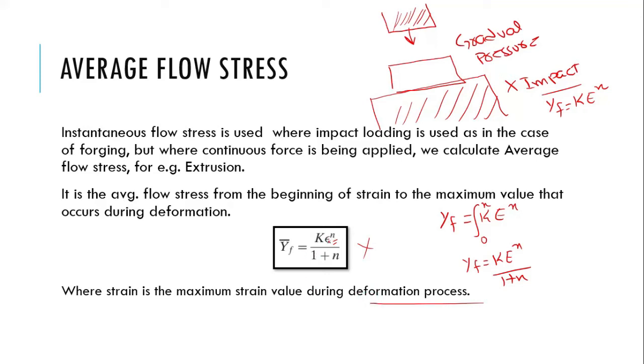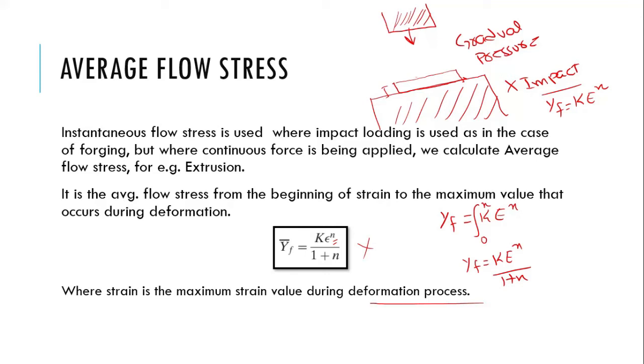So the strain value it will take here is the maximum value during the deformation process, that is, you can say, towards the end of the process. What will be the maximum strain value in this case? When the material is in this shape, like this one, it has been deformed completely, now it has been reduced to this one, and we have achieved our final. So this will be the maximum strain of this material.